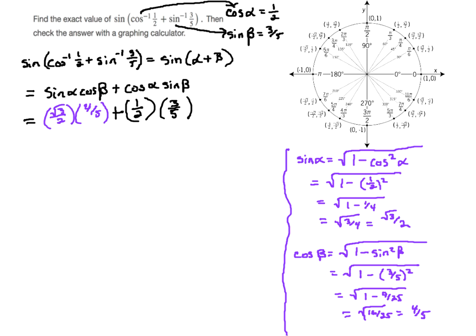All right, now I'm ready to just do the math. This is 4 square root 3 over 10 plus 3/10, which gives me 4 square root 3 plus 3 over 10. Did I lose y'all in any of that, or are y'all good? Awesome.